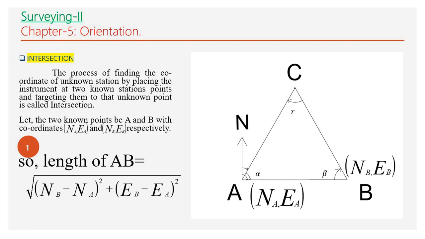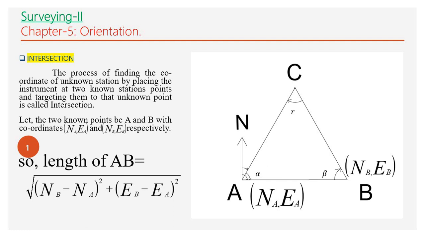So let's first know about intersection. The process of finding the coordinates of an unknown station by placing the instrument at two known stations and targeting them to the unknown point is called intersection. After reading this statement, we come to know that in this method there are two known points and we have to find one unknown point.